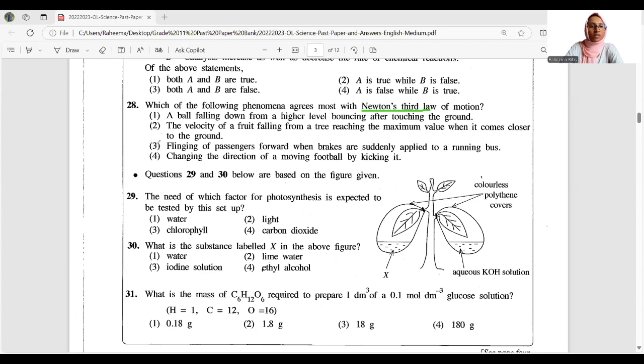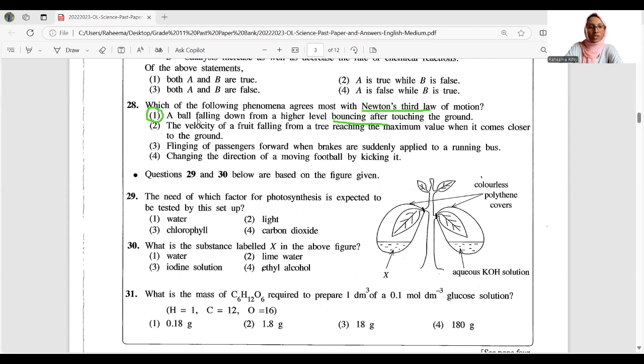So we are going for the examples that they have given. First one, a ball falling down from a higher level, bouncing after touching the ground. So the action is falling down. The reaction is bouncing after touching the ground. So action and reaction: falling down, and bouncing means moving up. So it's an opposite and equal reaction. So we can guess this is the answer.